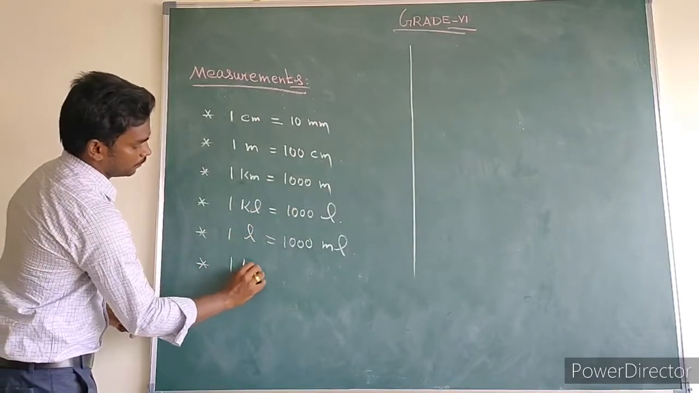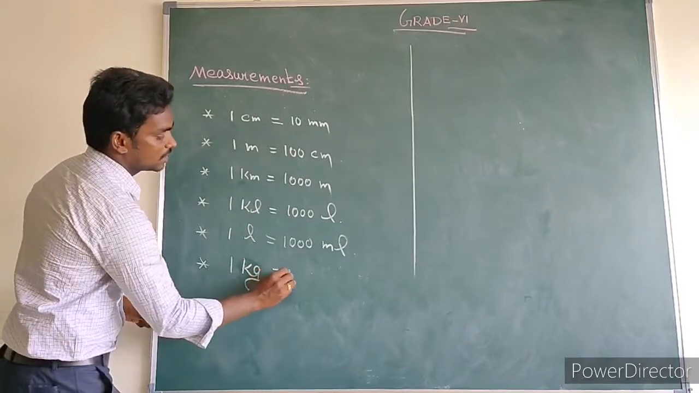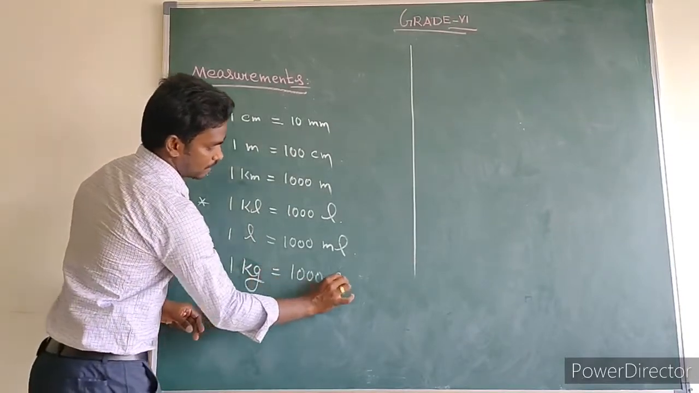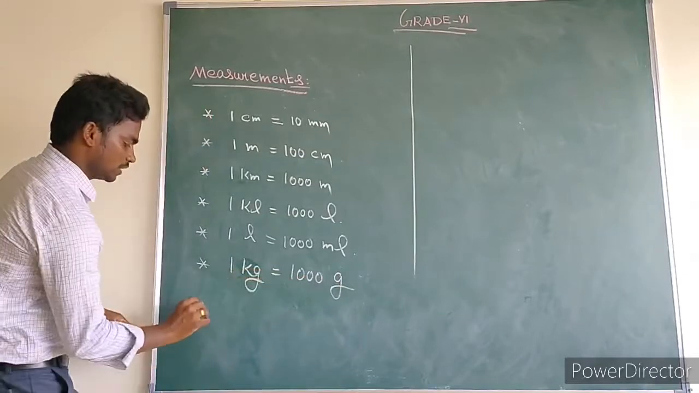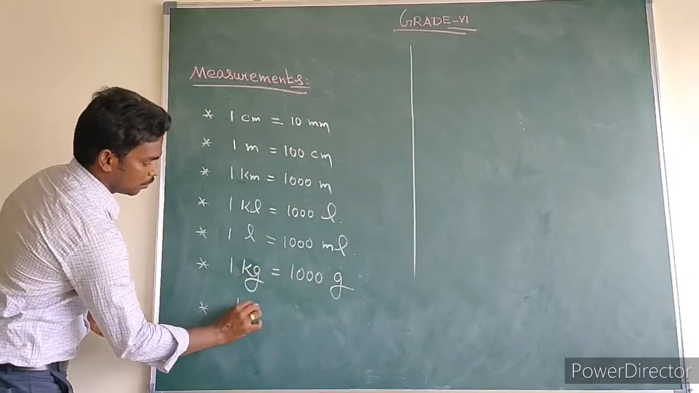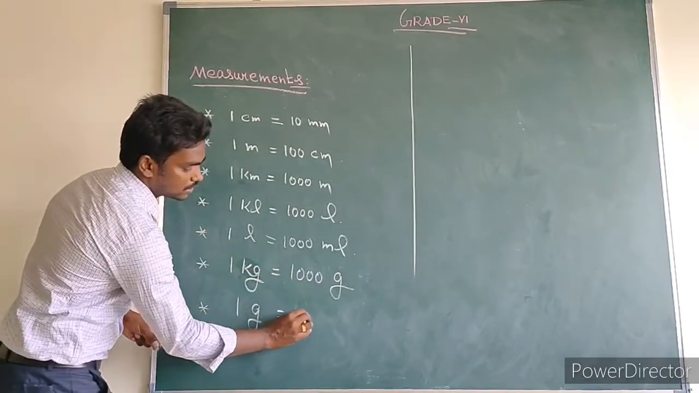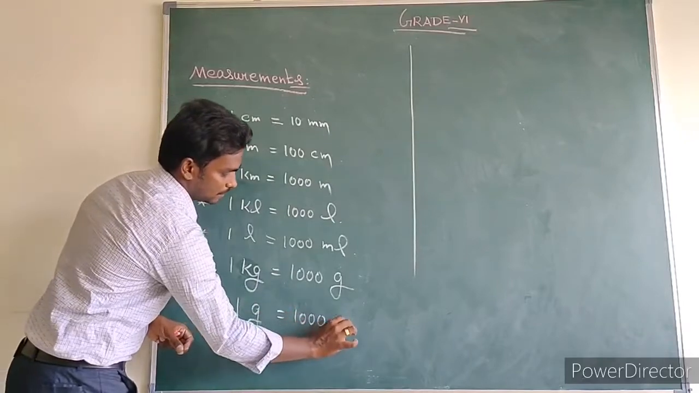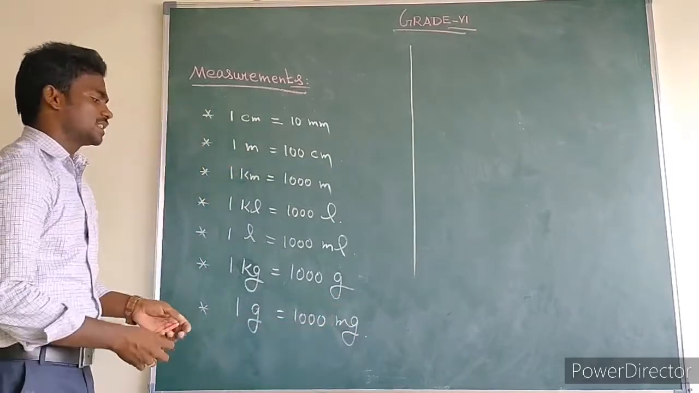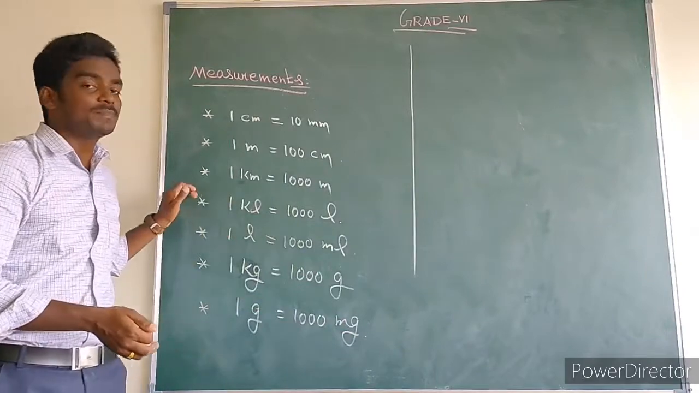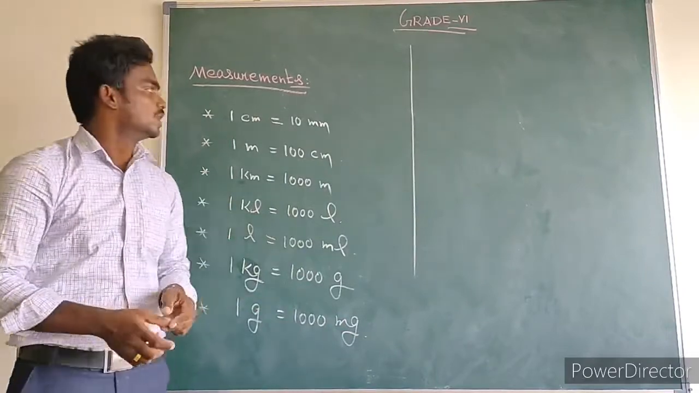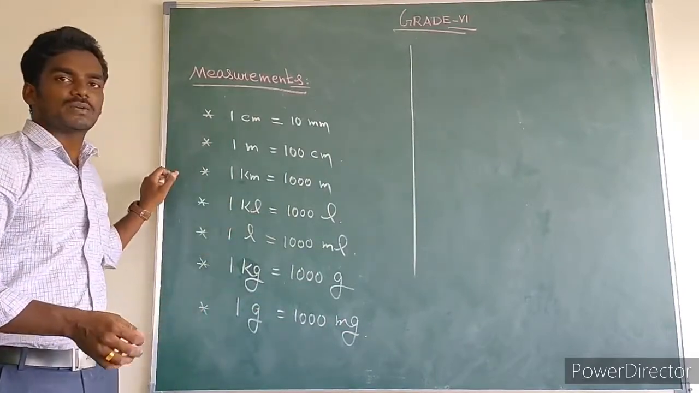1 kilogram, 1 kg equal to what is that? 1000 grams. What is the next one? 1 gram equal to 1000 mg, milligrams. So these are the measurements. Measurements are very important to solve our exercise 1.2, so you should prepare the measurements for exercise 1.2.